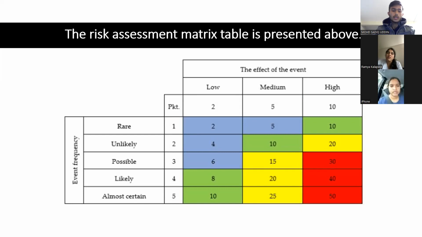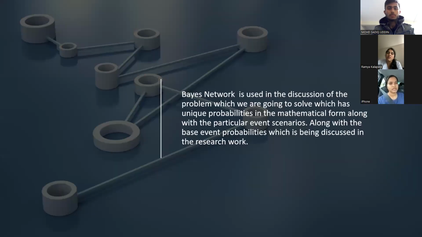Now coming to the Bayes network. The Bayes network is used in the discussion of the problem which we are going to solve with the unique probabilities in the mathematical form, along with the particular event scenarios and the Bayes event probabilities which are discussed in this research work. And also an individual can differ the variance which has been defined by using the conditional probabilities of the particular nodes. We can define the various probability levels.